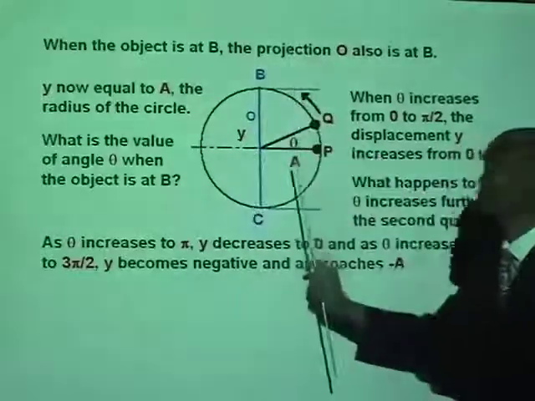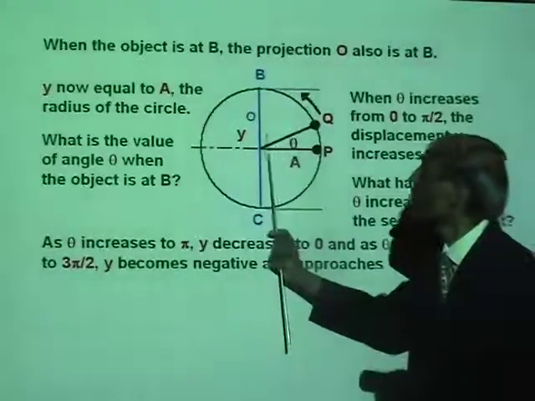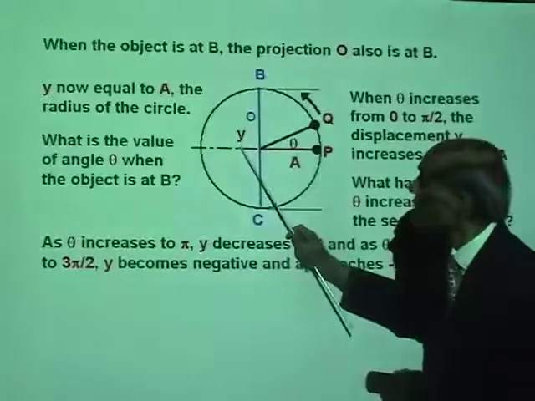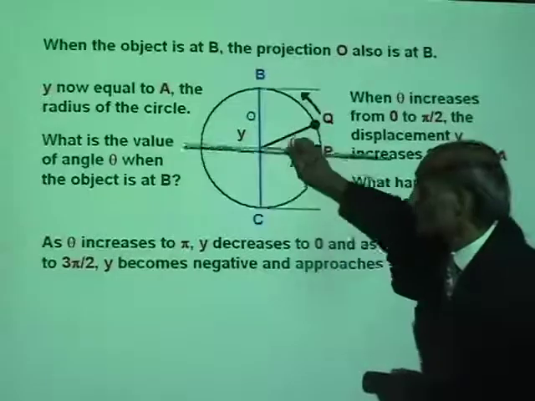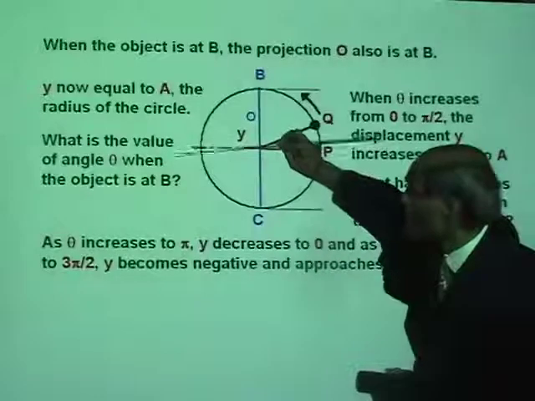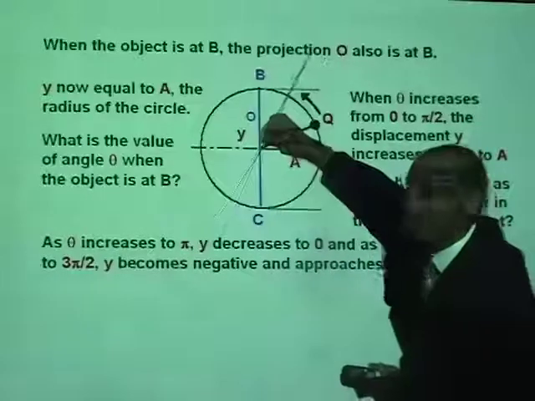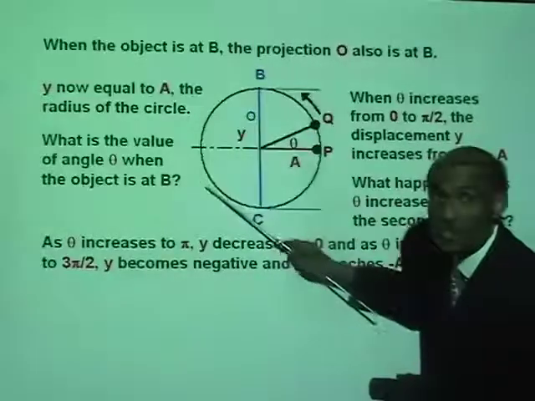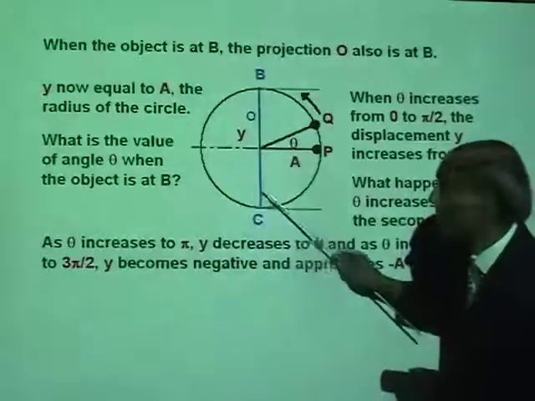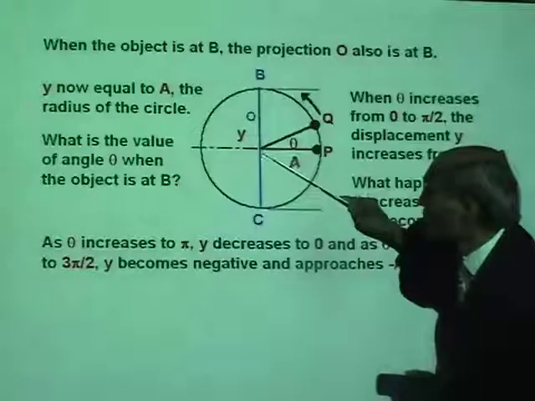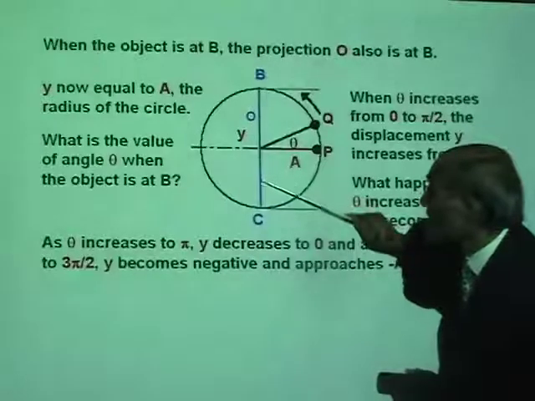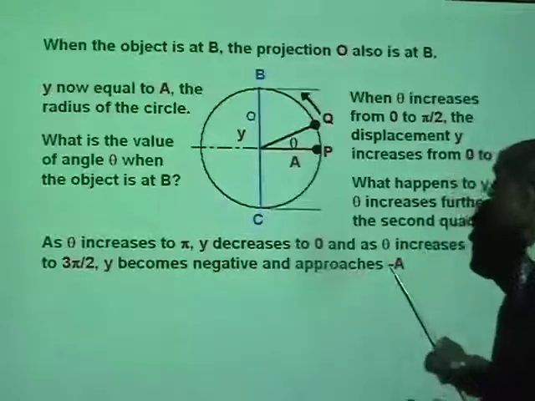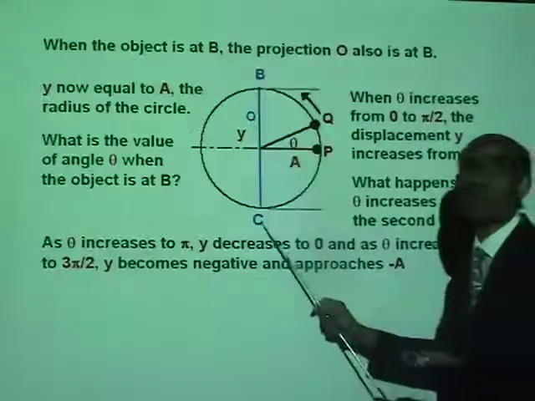Y will decrease to 0, and then theta increases from pi to 3 pi by 2. I hope you understand this angle we're talking about. This is pi by 2, now increases to pi. What happens as the angle further increases from pi to 3 pi by 2? That means the object is now continuing on this part of the circle. Well, the projection O will now move down and approaches the value negative a.